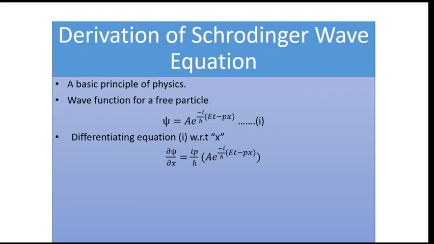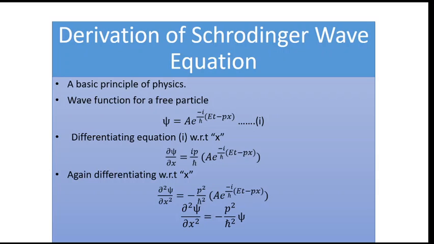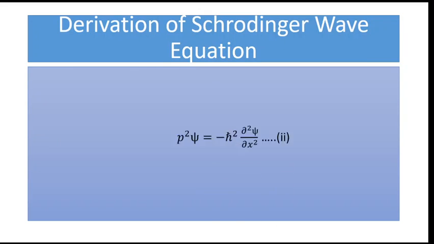We will differentiate this equation with respect to x, and the first derivative of this function gives us iota p over h bar times the original wave function psi. Then we will again differentiate it with respect to x, and the double derivative of this wave function with respect to x gives us minus p square over h bar square times the original wave function psi. A little simplification gives us the following equation: p square psi equal to minus h bar square partial square psi over partial x square. We will name this equation 2 and use it at a later stage.